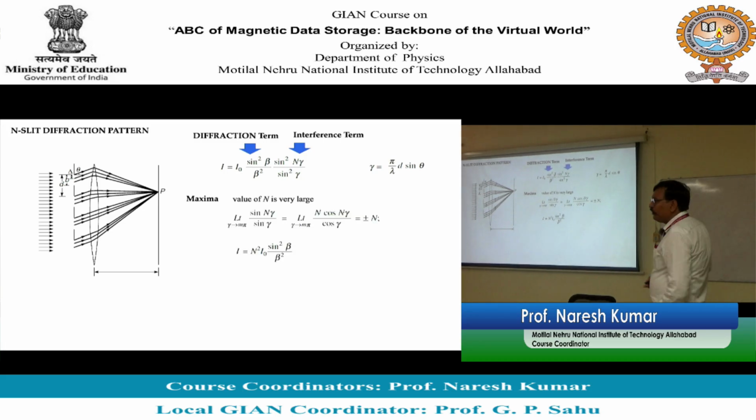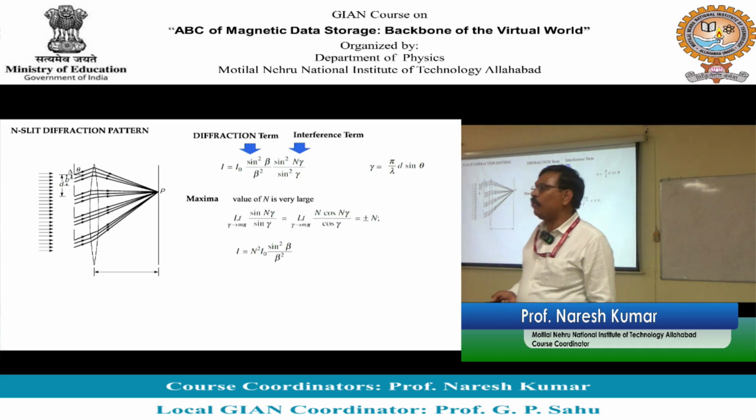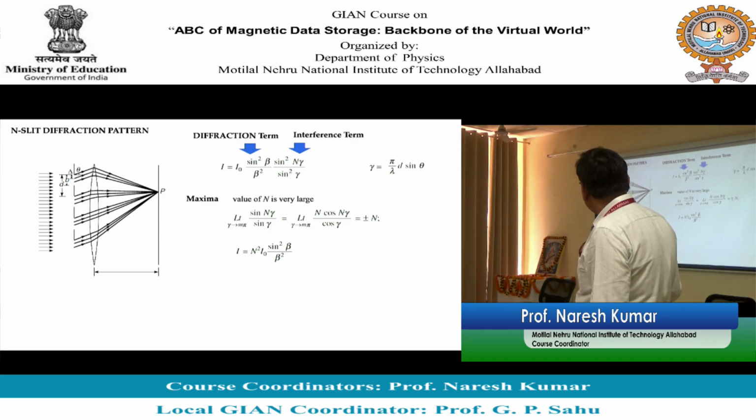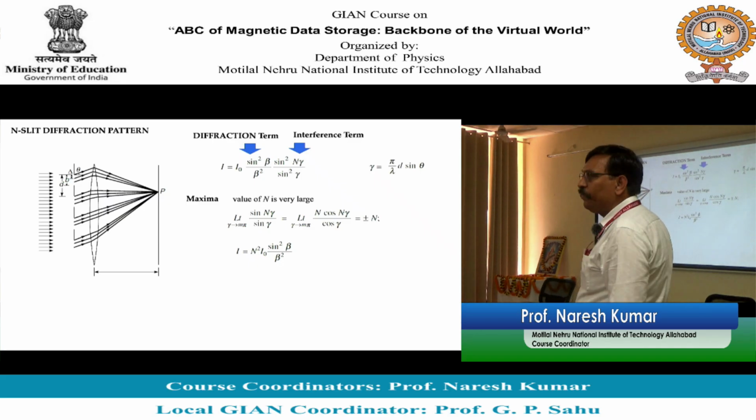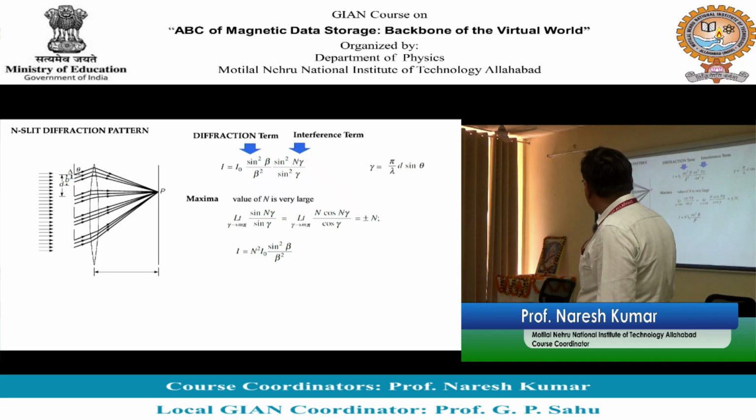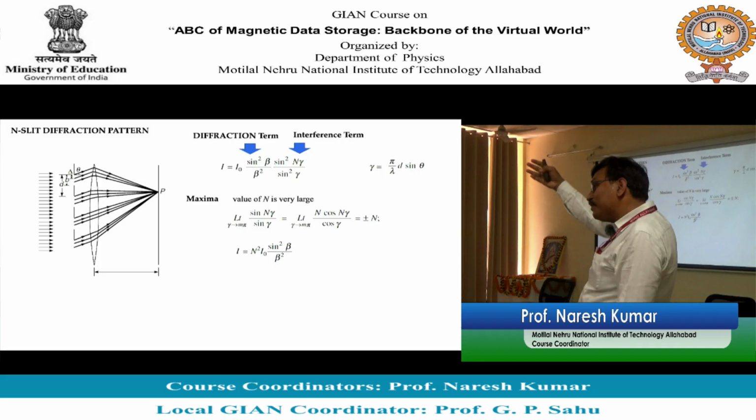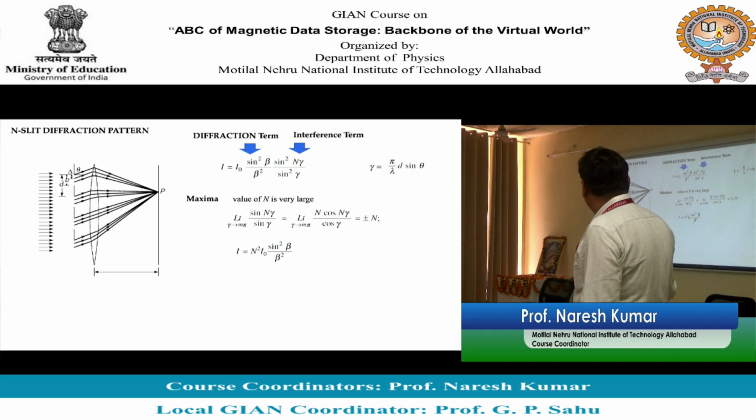If I have, instead of a single slit, n number of slits, this is the case where you have n number of slits. First this single slit will give you diffraction, this other slit will also give you diffraction, and this will also give you diffraction. So there are n number of single slits, right? And on those n number of slits, a light is made incident.